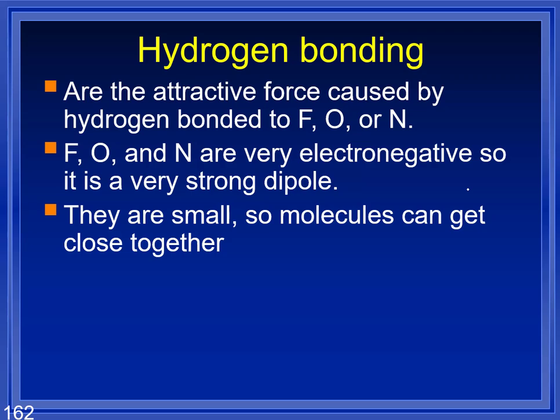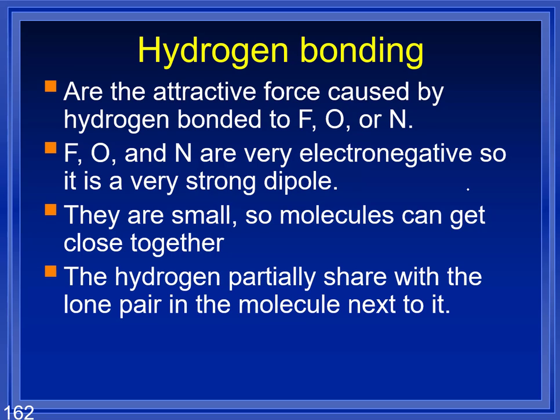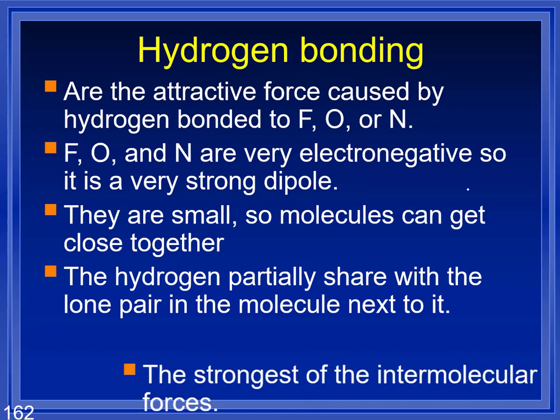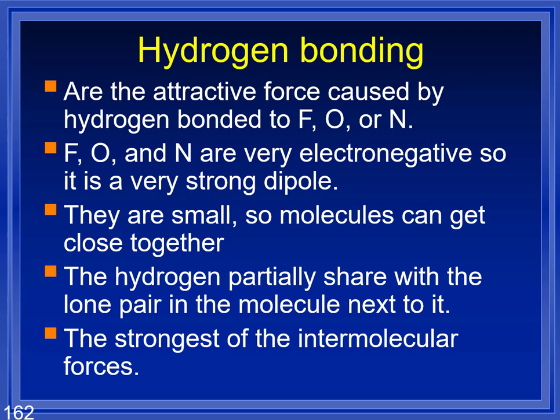So nitrogen, oxygen, and fluorine are small atoms so they can get in close. Because if I held the balloon out here, it wouldn't be attracted to the wall. Right? Actually, it almost looks like they partially share the lone pair, because nitrogen, oxygen, and fluorine are also going to have a lone pair. And this is the strongest of the intermolecular forces.